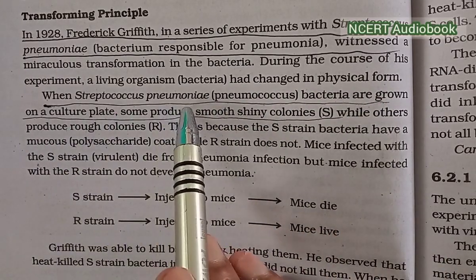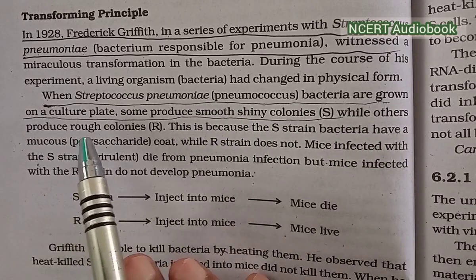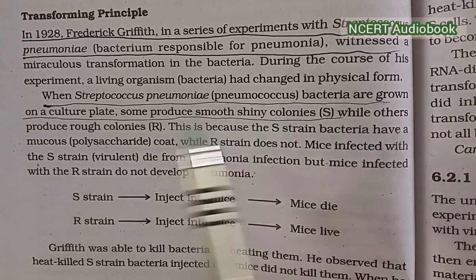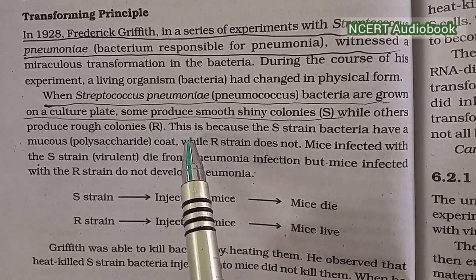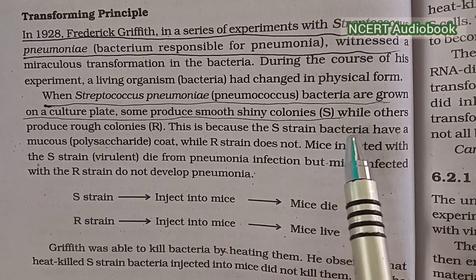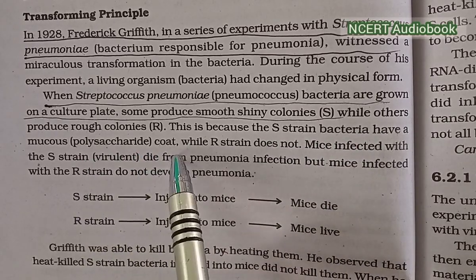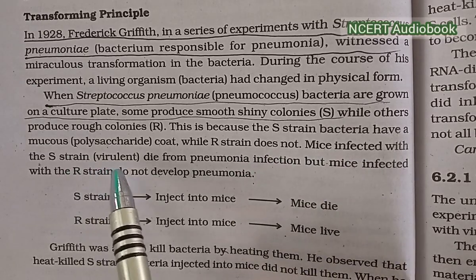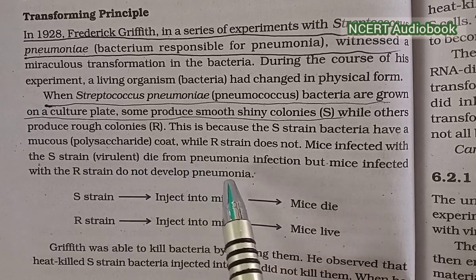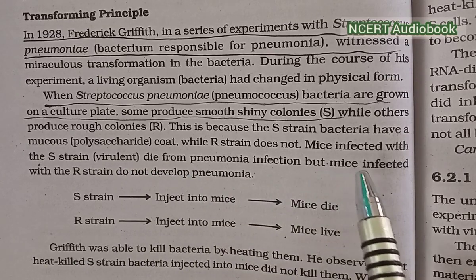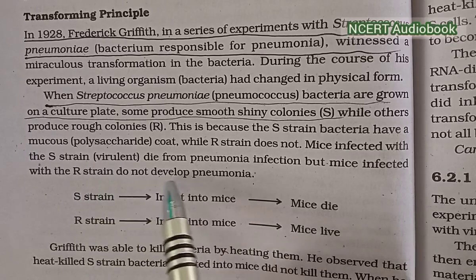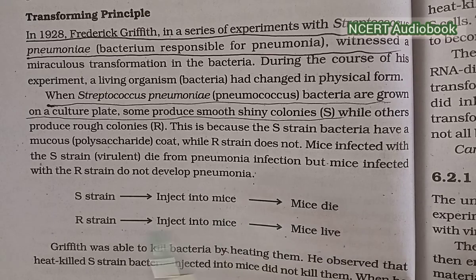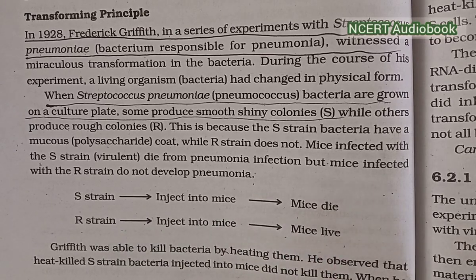When Streptococcus pneumoniae bacteria are grown in a culture plate, some produce smooth, shiny colonies, while others produce rough colonies. This is because the S strain bacteria have a mucus polysaccharide coat, while the R strain does not. Mice infected with the virulent S strain die from pneumonia infection, but mice infected with the R strain do not develop pneumonia. S strain injected into mice, mice die. R strain injected into mice, mice live.